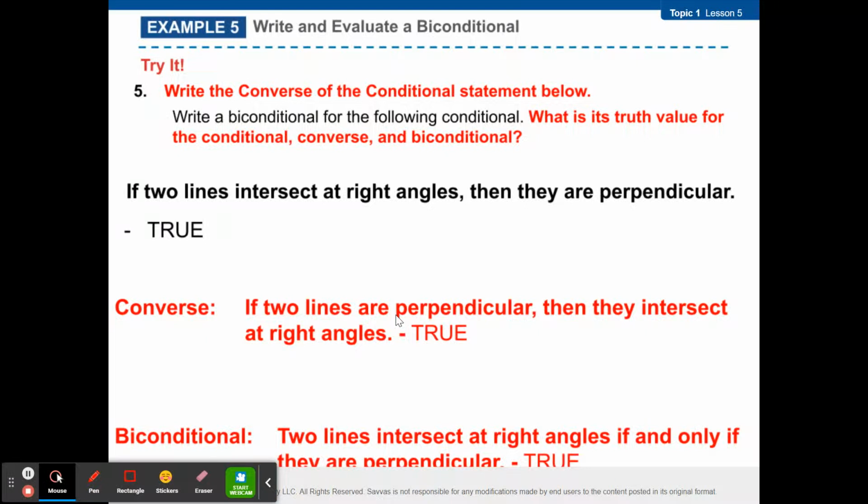Okay, so example 6, we're going to flip-flop the process, which means they're going to give you a biconditional, and then they want you to find the conditional and the converse from that biconditional, okay?